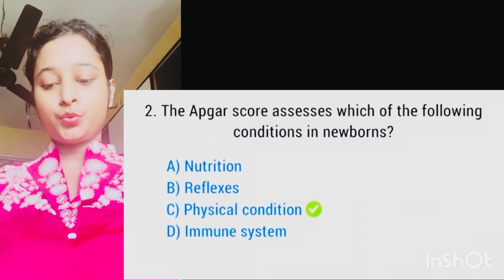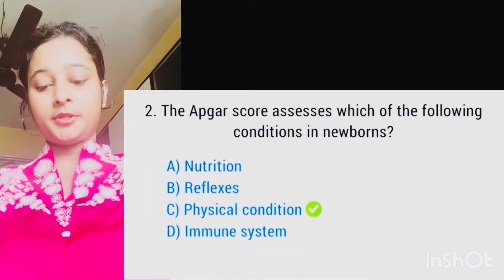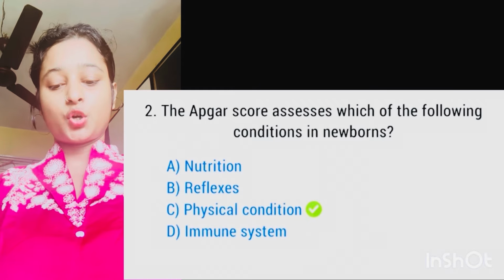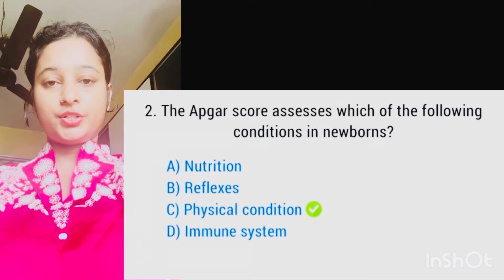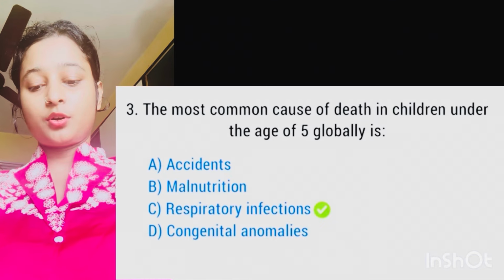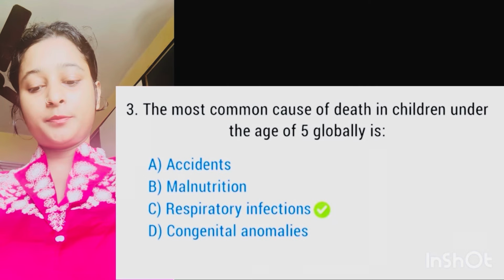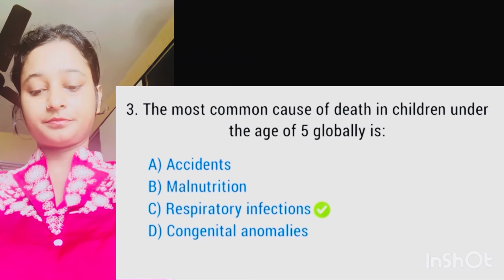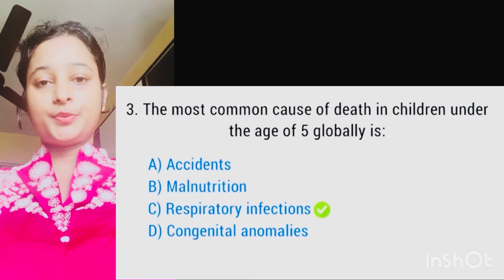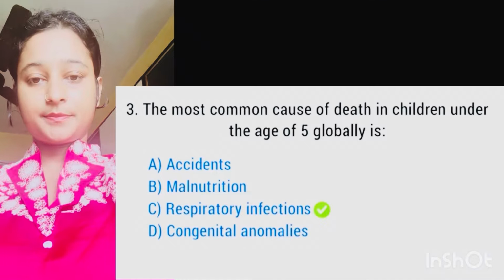Question number 2. The Apgar score assesses which of the following conditions in newborn? Here, correct option is option C, physical condition. Question number 3. The most common cause of death in children under the age of 5 globally is. Here, correct option is option C, respiratory infections.